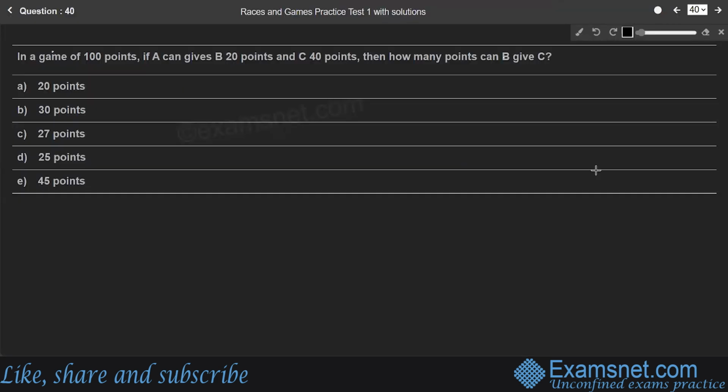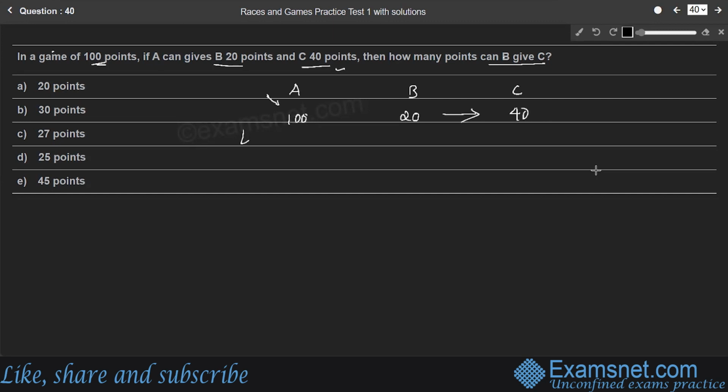Question number 40. In a game of 100 points, if A can give B 20 points and C 40 points, then how many points can B give C? So very easy question. Students will consider in a game of 100 points, A has already 100 points. So A completed the game and A can give B 20 points, so that A has extra points. So A can give 20 points to B and 40 points to C. How many points can B give C?